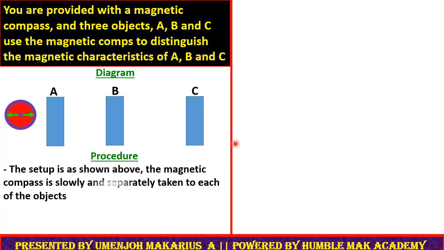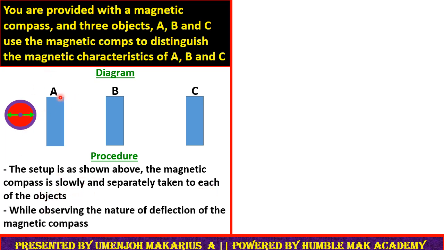So let's go to the procedure. Under the procedure, we can simply say that the setup is as shown above. The magnetic compass is slowly and separately taken beside each of the objects, and we observe the nature of deflection of the magnetic compass. Know that the magnetic compass deflects whenever it comes in the field of a magnet, or whenever it comes near a ferromagnetic material. But the deflection differs. Okay, that's all about the procedure.